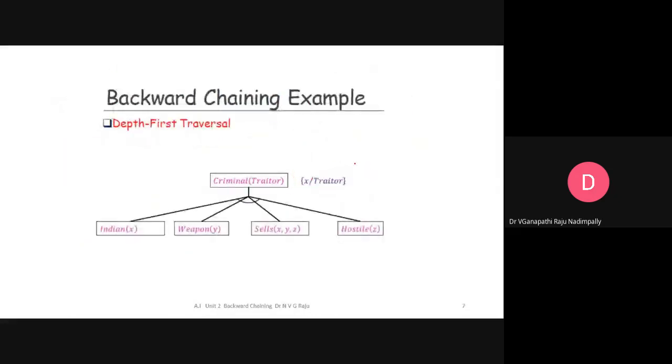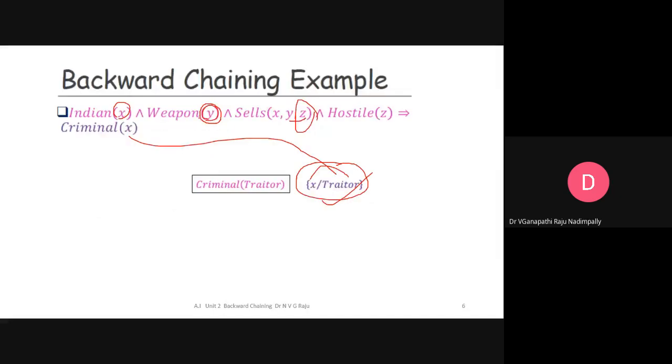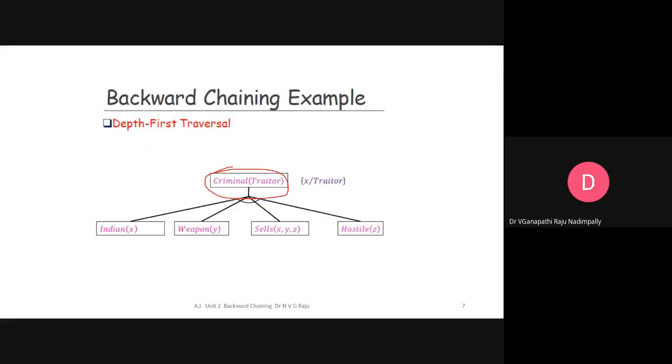Please observe it carefully. Instead of using Criminal of traitor, what I am doing is, what are the equations I have? Indian of X, and Weapon of Y, and Sells of X, Y, Z, and Hostile of Z. This is the AND symbol. The combination of all these things gives a criminal. Now I got Indian of X, Weapon of Y, Sells of XYZ, and Hostile of Z. Are you getting me? Till now, is it okay?